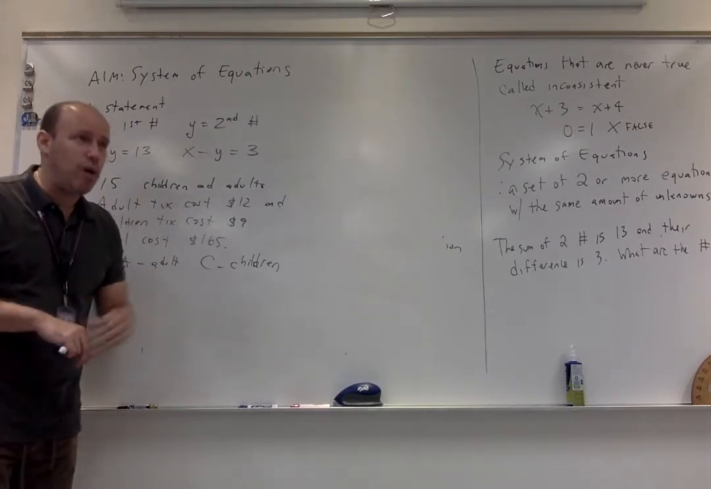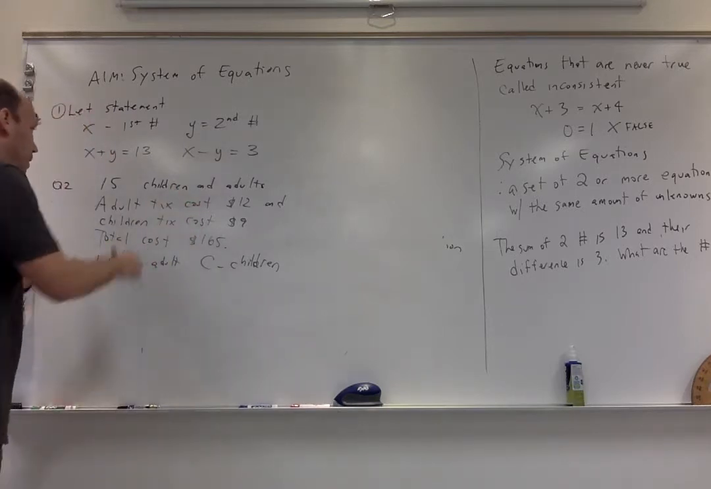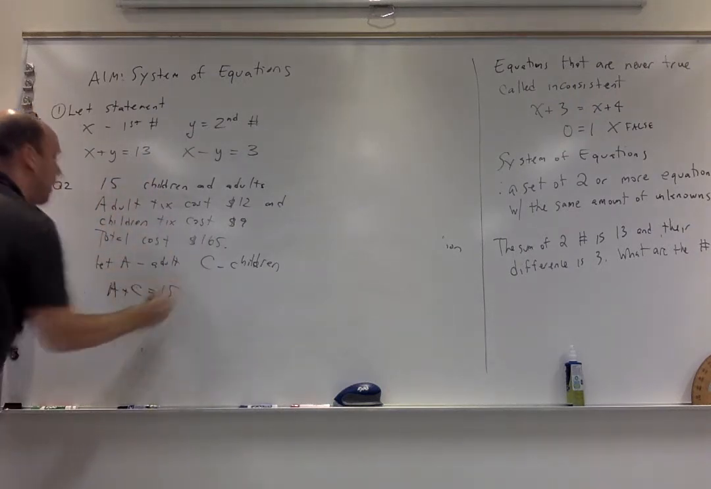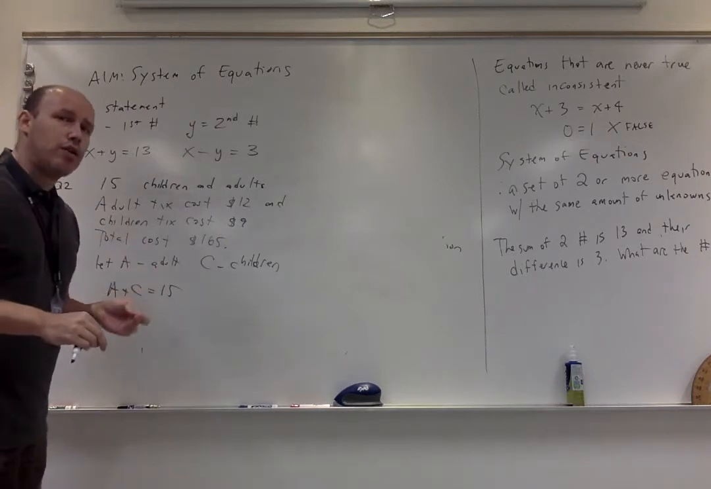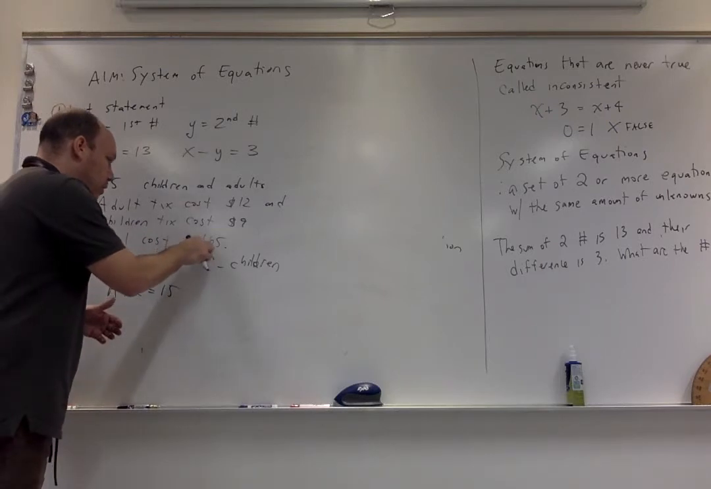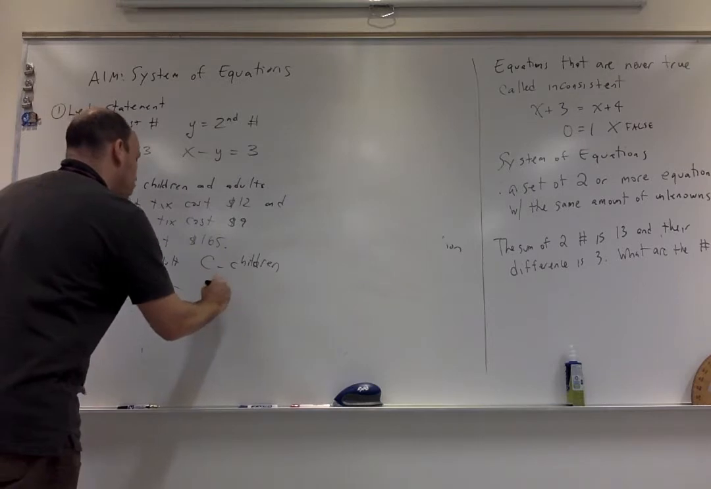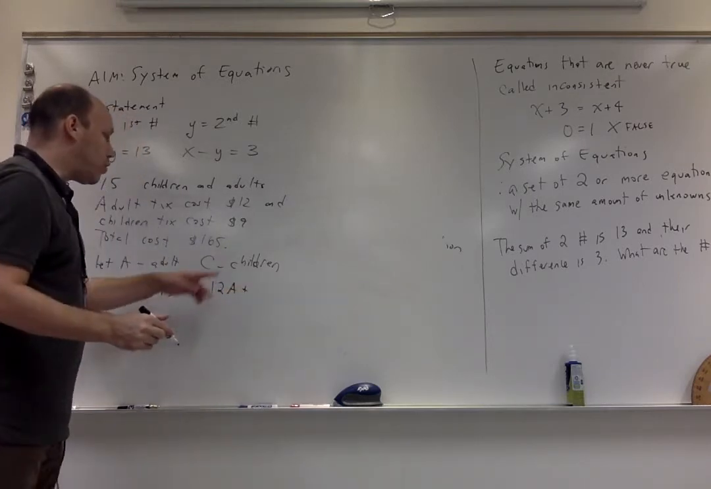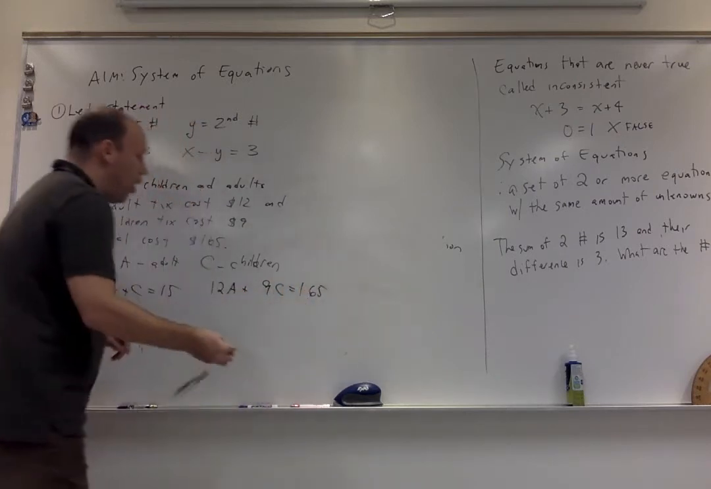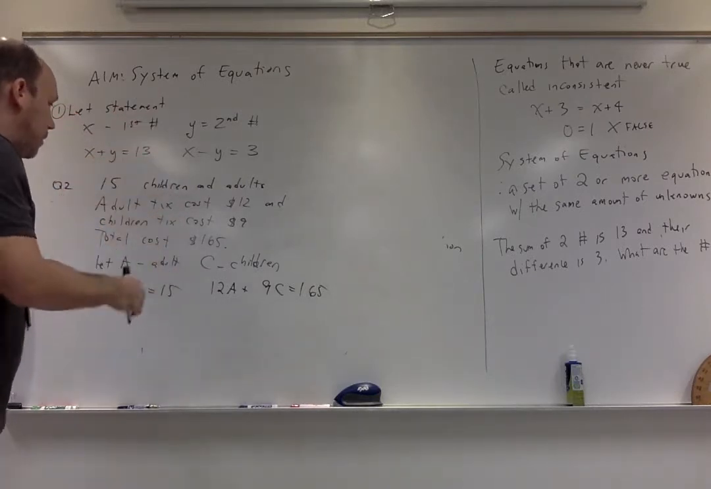So as I said before, we have two unknowns. We need two equations. Well, the first thing is there's 15 people. So A plus C equals 15. I need another equation. Is there other pieces of information? The answer is yes. I was told that $165 of tickets were sold. I know an adult ticket was $12, and I know a children's ticket was $9, and that equals 165. What we have here is another system of equations.